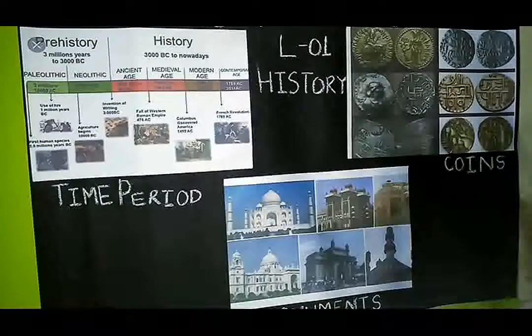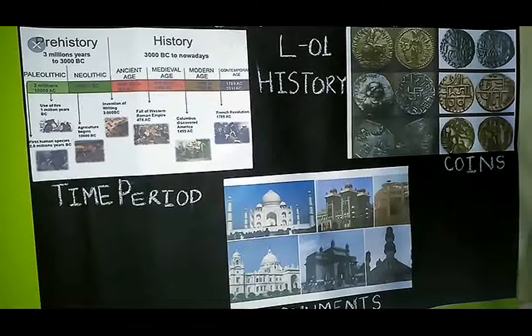Coins. Coins are one of the most important sources of history. They give information about the name and pictures of the kings and queens. The date on the coins tells about the period of rule of the king or queen. First one is archaeological sources. It has so many branches.